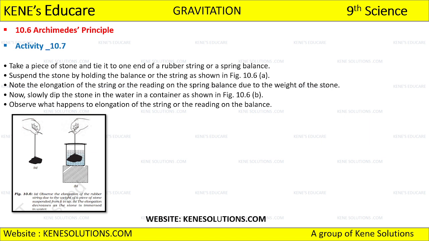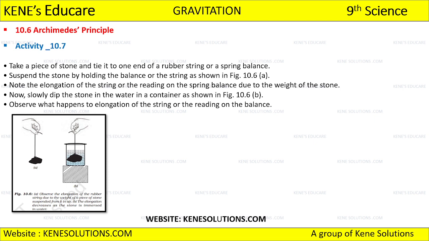So you can say 10.6a, like the string has been tied to the stone, right? So observe the elongation of the rubber string. Now this string is a rubber string, so we know it is going to elongate. So we need to just measure how much it is elongated. So, elongation of the rubber string due to the weight of the piece of stone suspended from it in air.